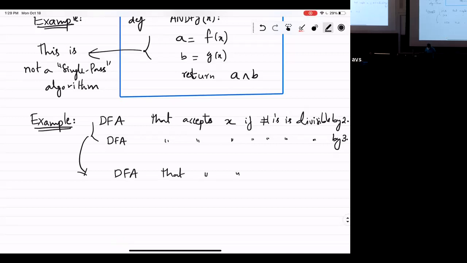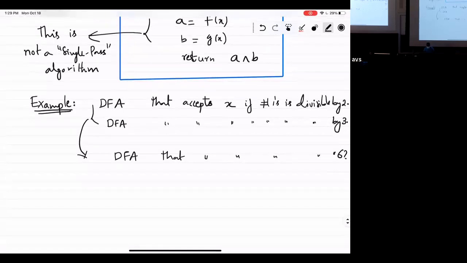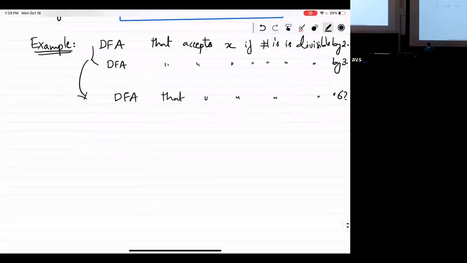That accepts X if the number of ones is divisible by 6. Can I somehow combine these two DFAs to get a DFA that checks for the AND? So this is like an example question to keep in mind.